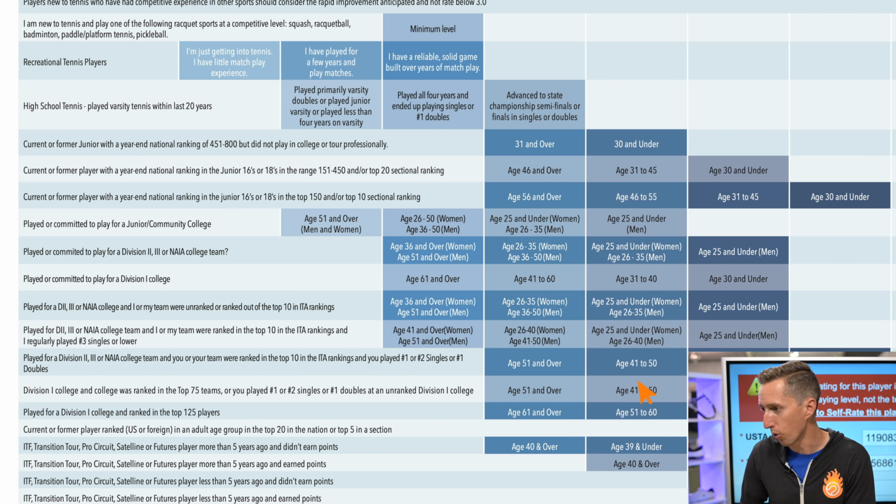For me to be 40 and ranked 4.5, let's look at that. So the age 26 to 40, men at 4.5. Played D2. My team was ranked in top 10 ITA rankings, or I regularly played number 3 singles or lower. And those things aren't true. I played the bottom of my lineup on a D2 school that was not ranked in top 10 ITA. But you start to see the complications here. It's so difficult on paper.